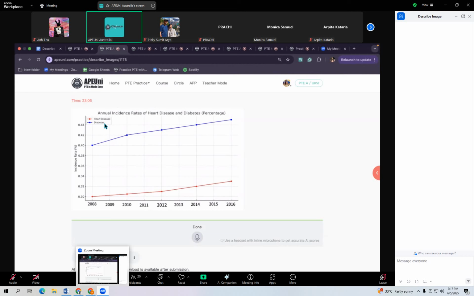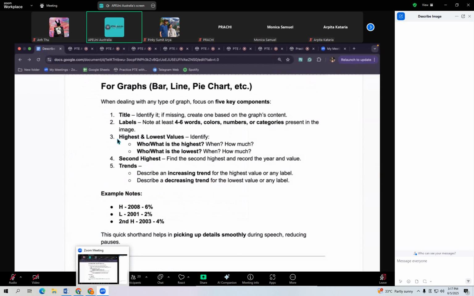No matter how many lines you get, you don't need to explain or describe all of them. You just have to pick only one, whichever is easy for your eye level to catch up. Now, if you ask me, the blue one is easier for me. The color is more visible to my eyes and it's right above my eye level. I don't have to look down. I look at the image and this is what I see, right? So for this line, I have to get who or what is the highest. Yes, Monica. Who or what is the lowest? When and how much each, right?